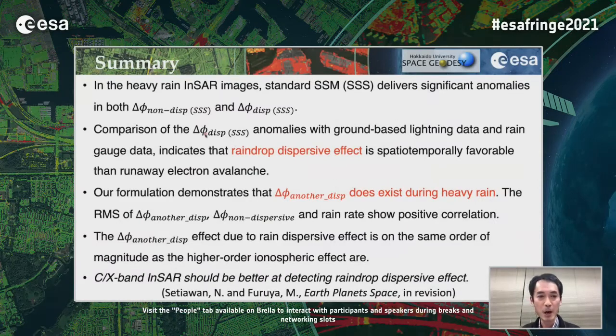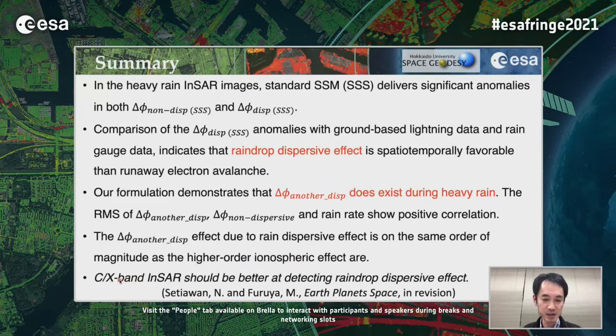So in summary, in the heavy rain images, the standard split spectrum method delivers significant anomalies, both in non-dispersive phase and dispersive phase. And from comparison with the ground-based lightning data and rain gauge data, we prefer that the raindrop dispersive effect is much more likely. And our formulation demonstrates that another dispersive phase does exist during heavy rain. And the RMS amplitude of this another dispersive phase and the non-dispersive phase show positive correlation with rain rate. The another dispersive phase effect is on the same order of magnitude as the higher order ionospheric effect.